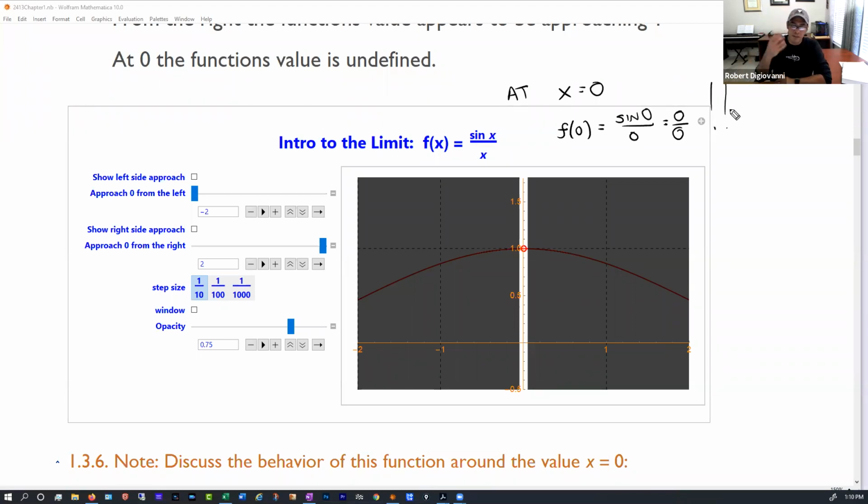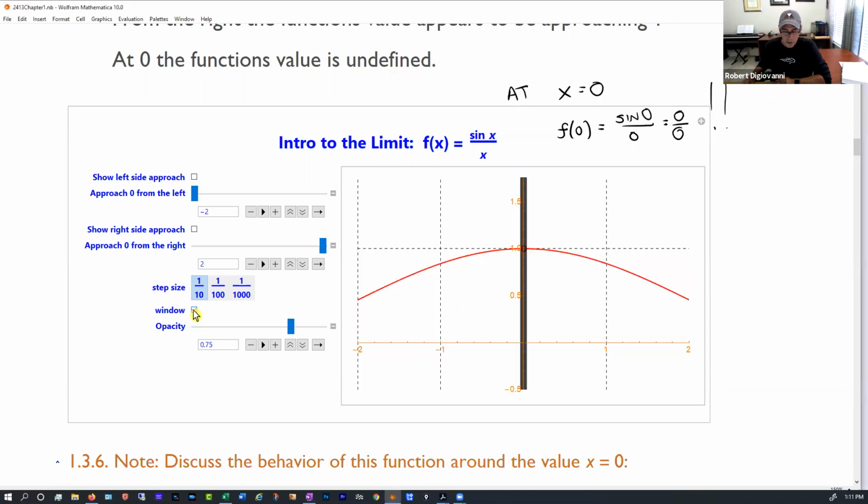So if this were an algebra or pre-cal class, I said, hey, plug 0 into that function, you would tell me it was undefined, right? But let's look at it from the calculus perspective. From the calculus perspective, we are looking at what's happening to the left and to the right.